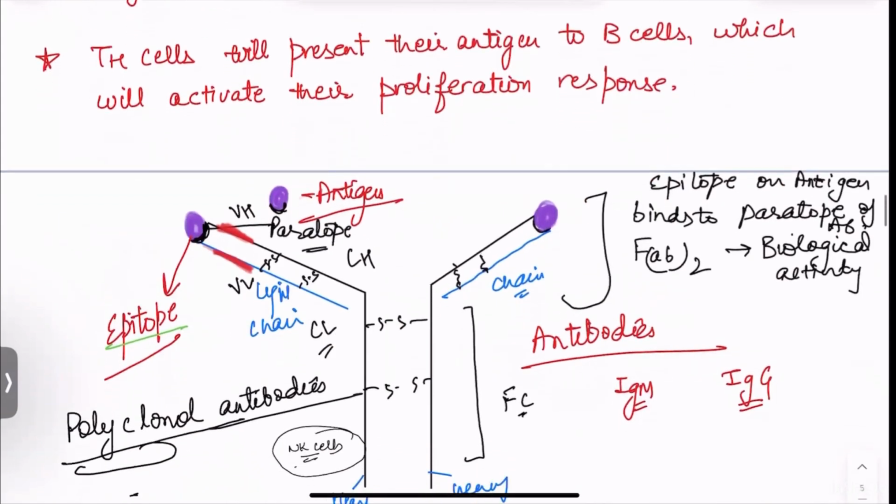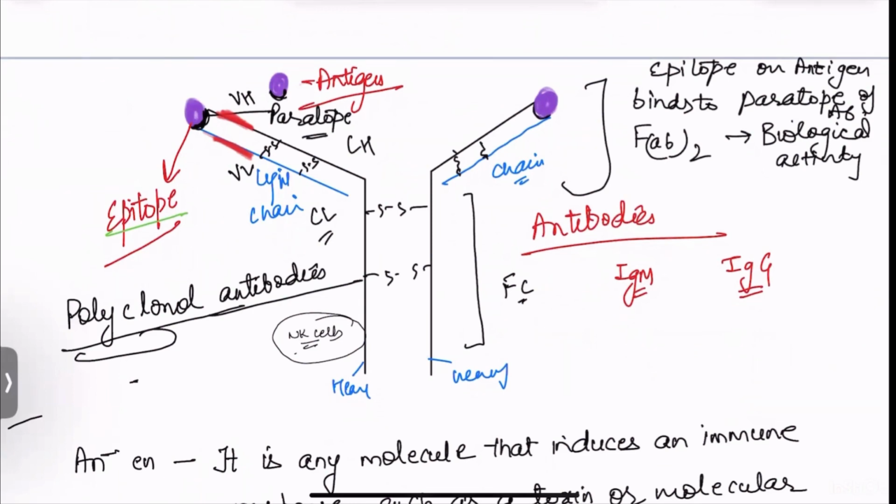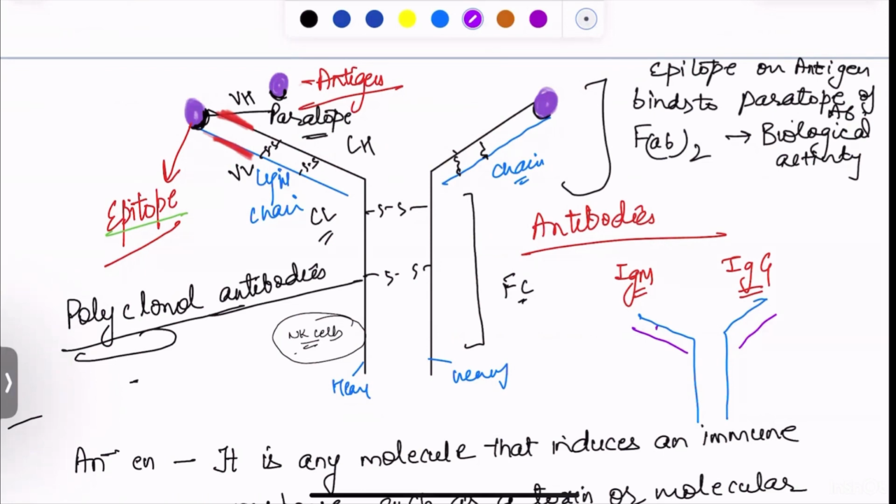Typical structure of an antibody, also called immunoglobulin. These have a quaternary structure. They have two heavy chains and two light chains. This is one heavy chain, another heavy chain, and this is a light chain, another light chain. They are held together by disulfide bonds. This region is called the epitope, which is meant for antigen binding.